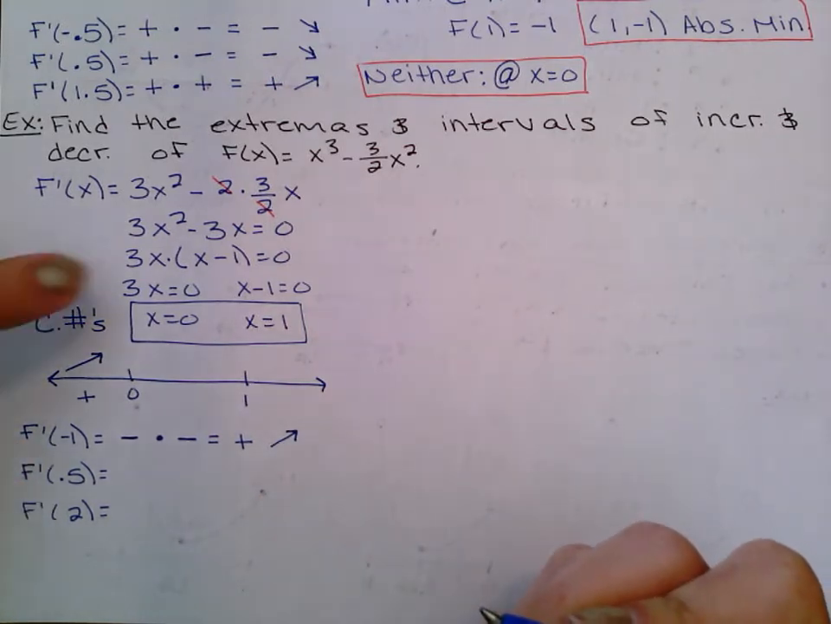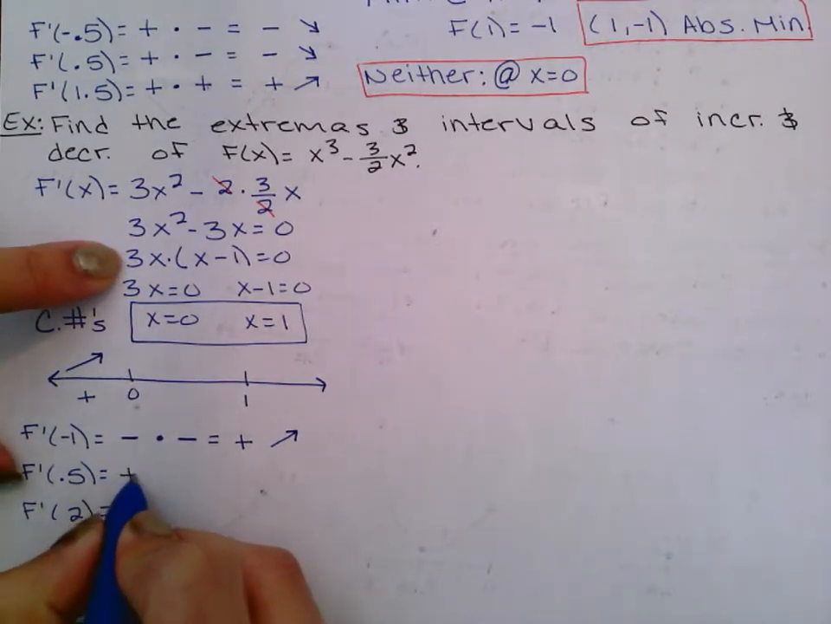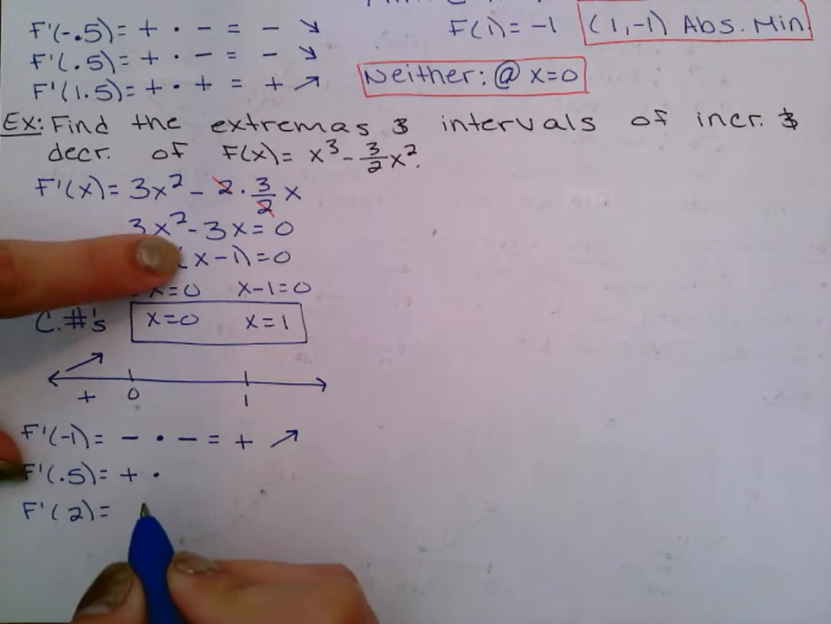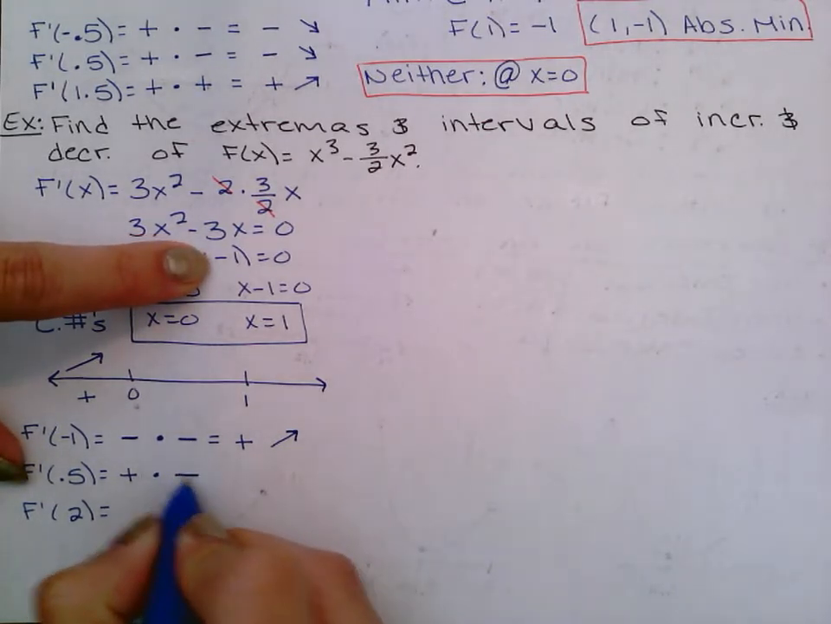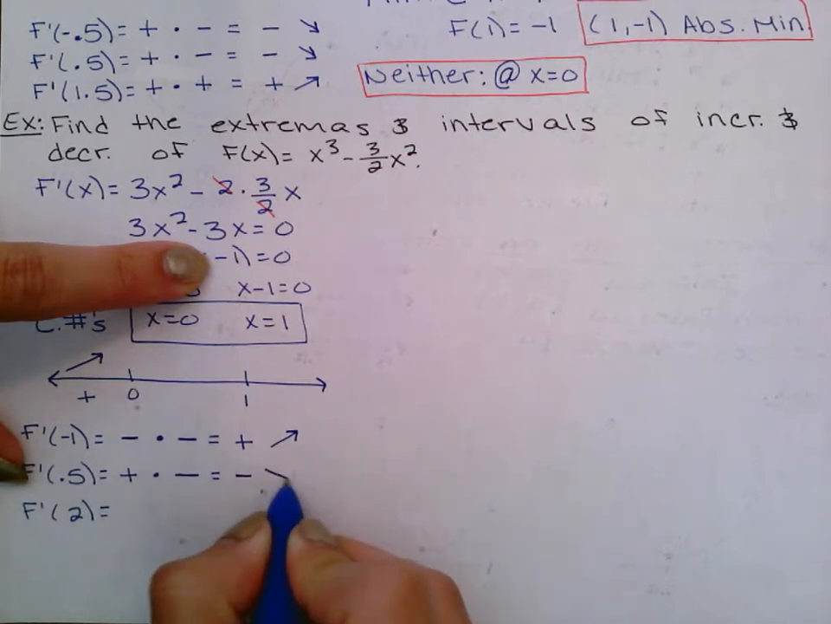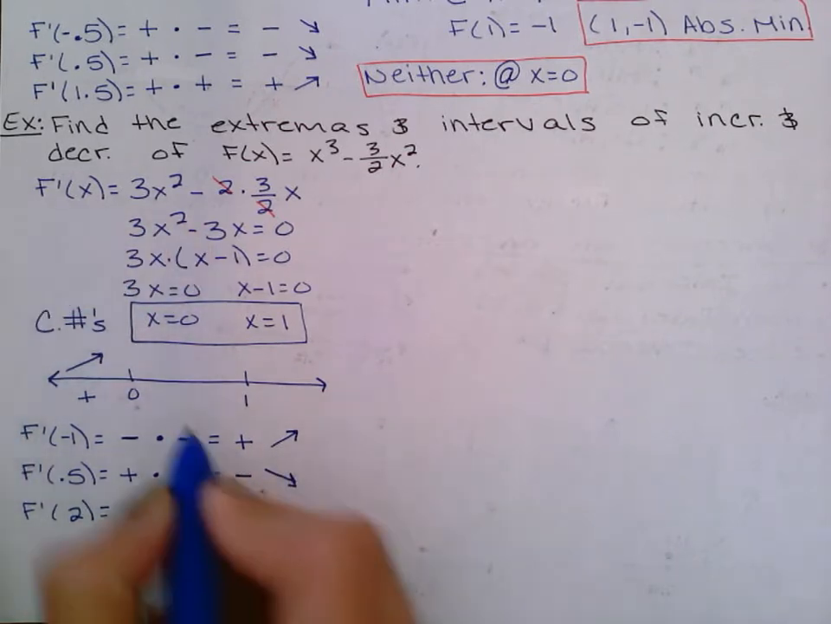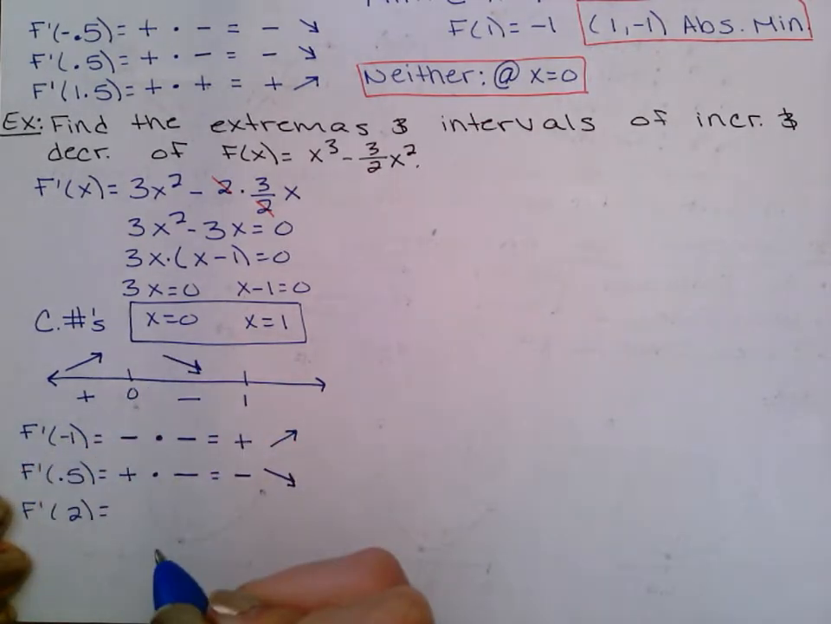0.5. 0.5 times 3 is going to be positive. 0.5 minus 1 is going to give me a negative. Positive times negative is negative. If my derivative, my slope, was negative, it means I was decreasing. Okay?